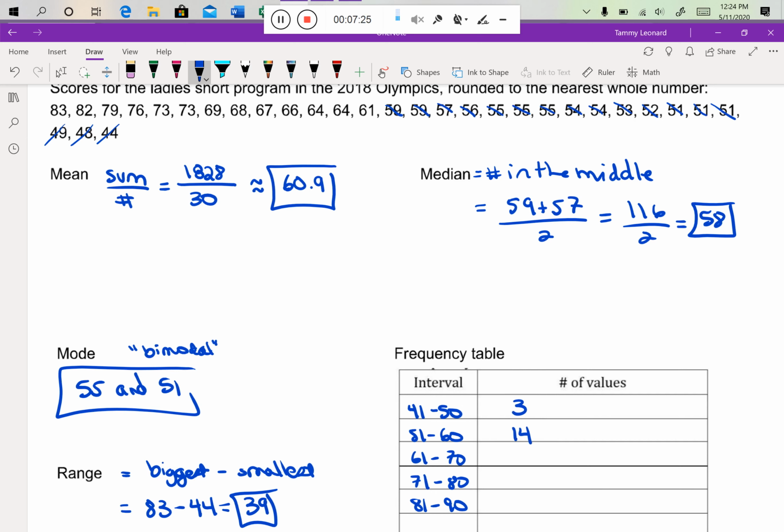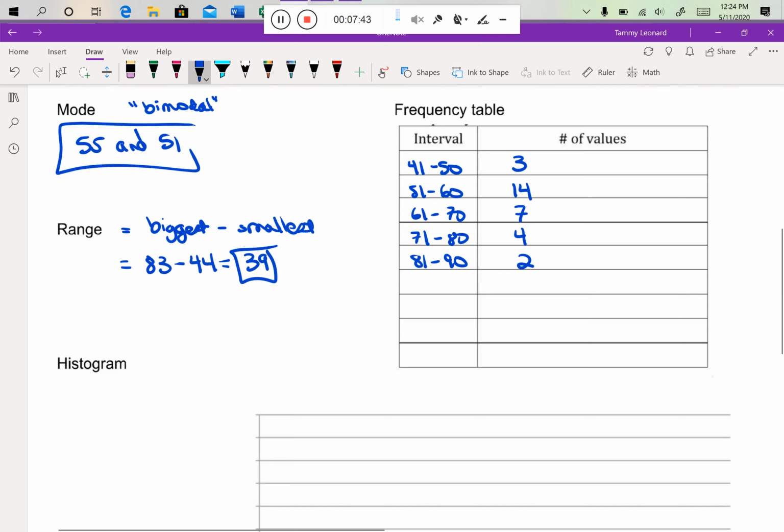Then 61 to 70, 1, 2, 3, 4, 5, 6, 7. 71 to 80, 1, 2, 3, 4. And 81 to 90 just has 2 values. So we've set up our frequency table to represent this data.